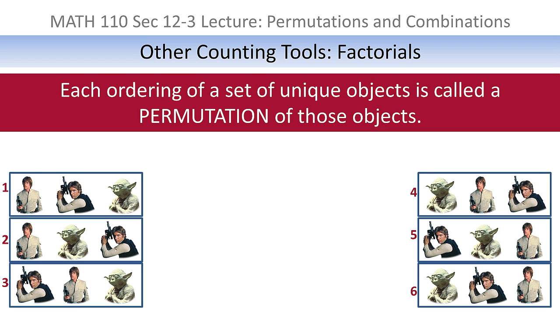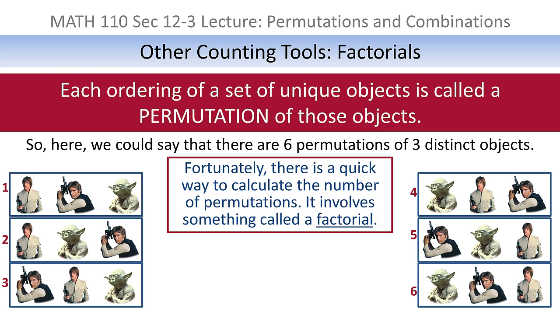Each ordering of a set of unique objects is called a permutation of those objects. So if I'm thinking of Luke, Han, and Yoda as the 3 objects, then there are 6 permutations of those 3 people or objects, each one specifying a different order for, say, a photo shoot.